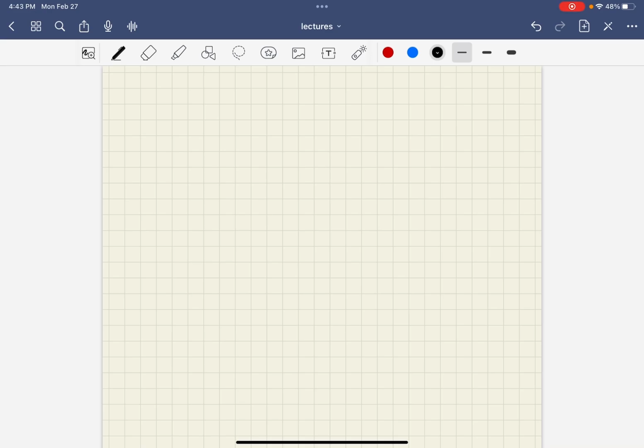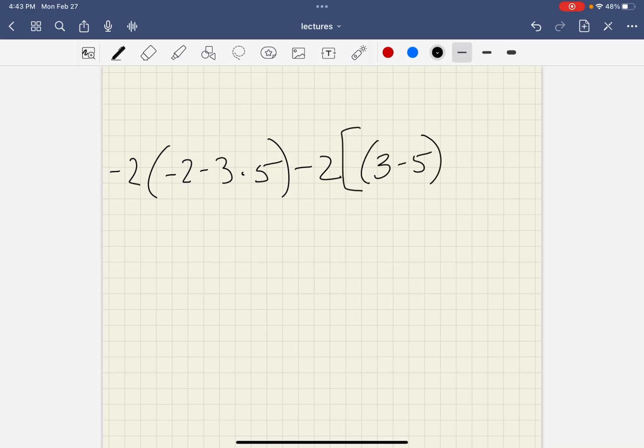Okay, the next one is minus 2, parentheses, minus 2 minus 3 times 5, minus 2, bracket, 3 minus 5, parentheses, 2 plus 2, bracket. Okay, so that looks a little bit different because this 2 is after the parentheses. It's not any different than had it been right here in front of the parentheses. It still means multiply whatever comes out of here.